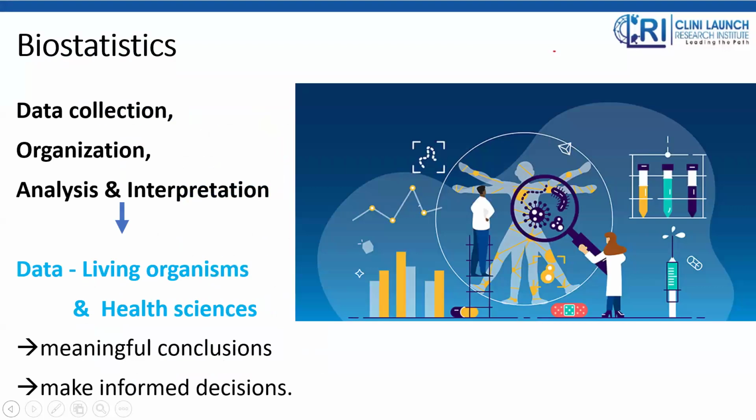Now coming to biostatistics. Biostatistics means the same thing: you're collecting, organizing, analyzing, and interpreting data, but the data with respect to living organisms. Living organisms can be humans, microbes, animals, anything. So you're collecting data in health sciences, drawing meaningful conclusions, and making informed decisions. Most of the health policies in the government or in any country are based on statistics only.